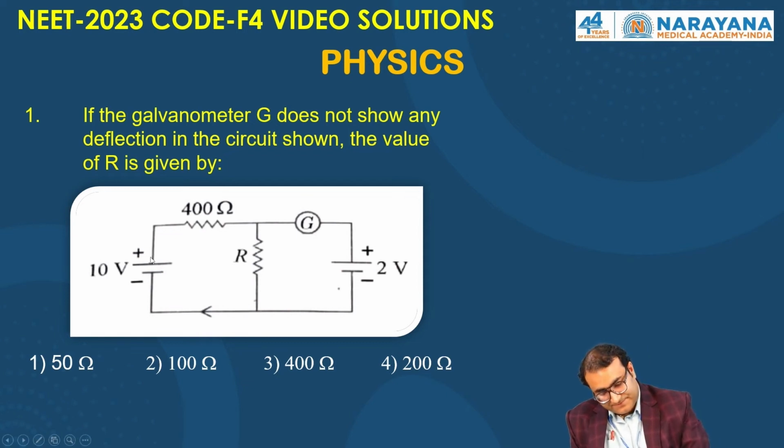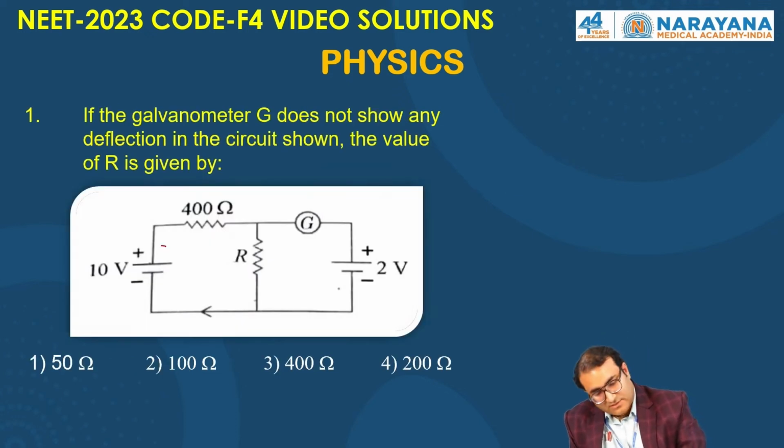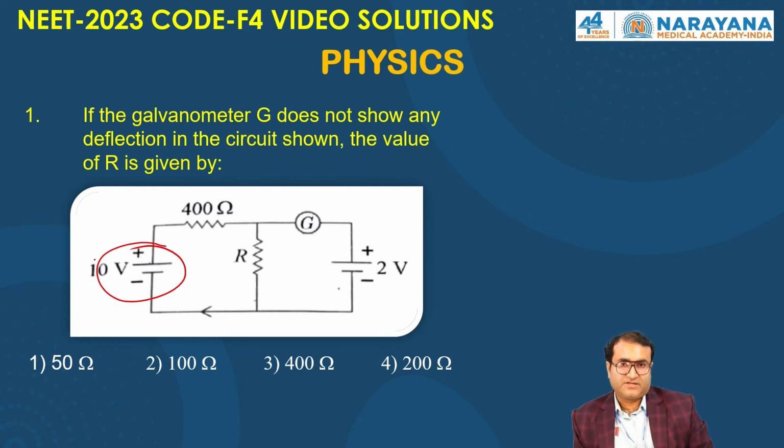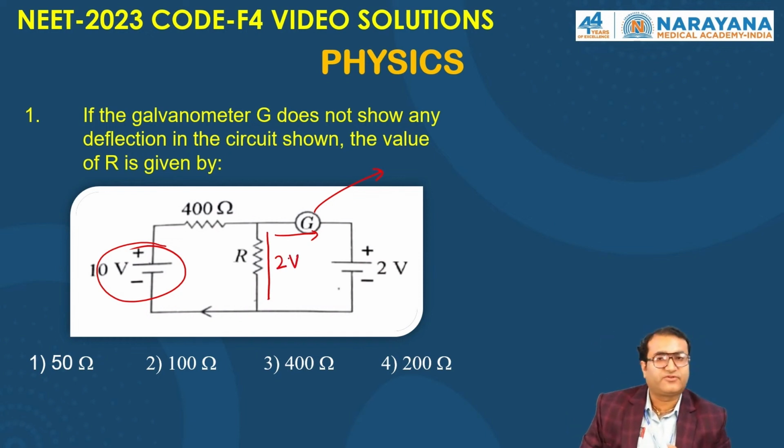So in this question, this is 10 volt, and the deflection through the galvanometer is 0. This means current is not passing through the galvanometer. So across the resistor, there is a potential difference of 2 volt. Then only it is possible. The current through the galvanometer should be 0 if it is 2 volt.